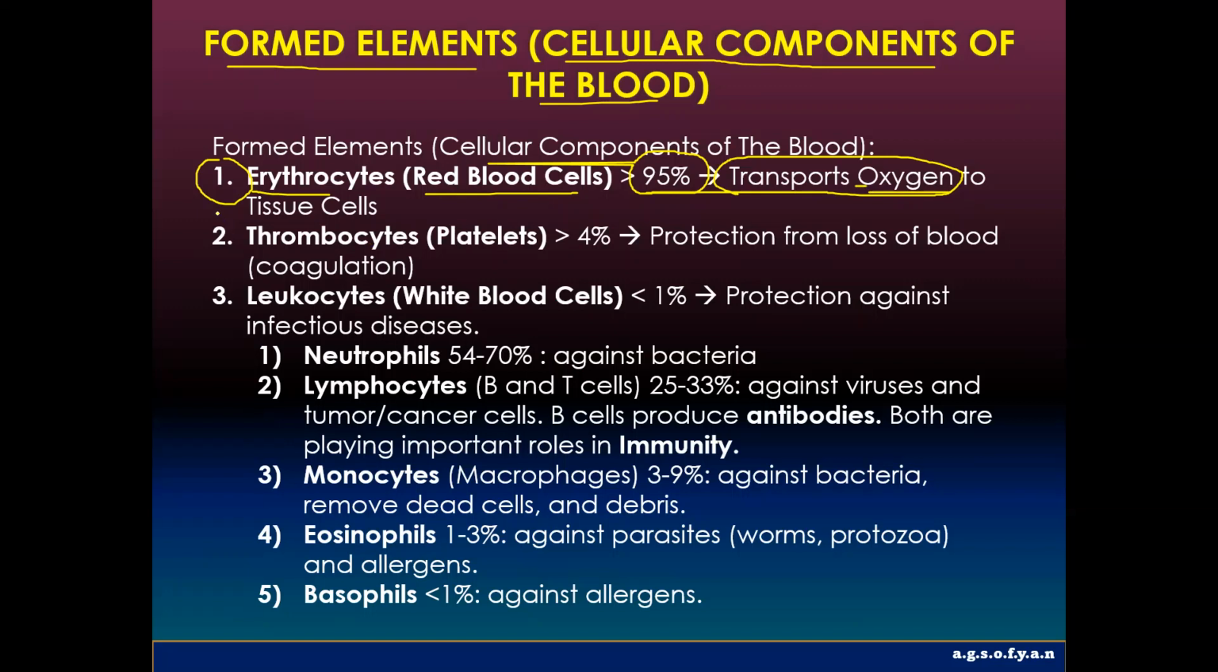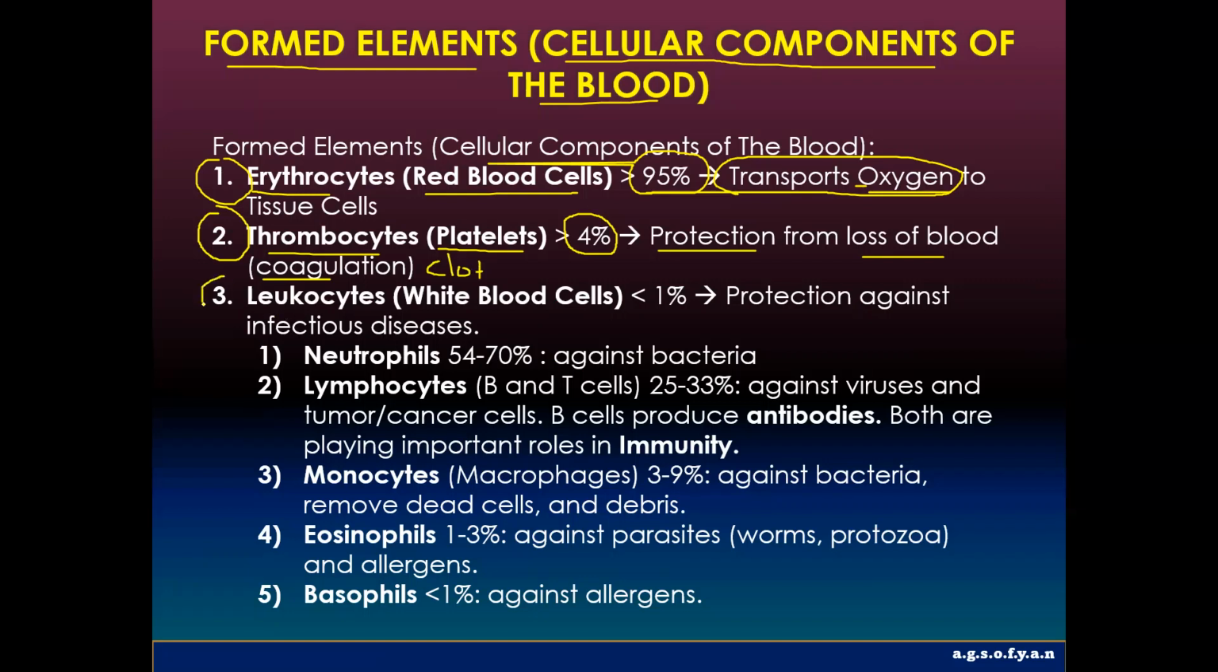Now, the second type of cellular component, or formed element, in the blood is called the thrombocyte, or platelets. Thrombocytes are maybe about 4% of the blood cellular components. The main function of this thrombocyte or platelet is protection against loss of blood. For example, during bleeding, these platelets will help us to coagulate or clot the blood, to stop bleeding.